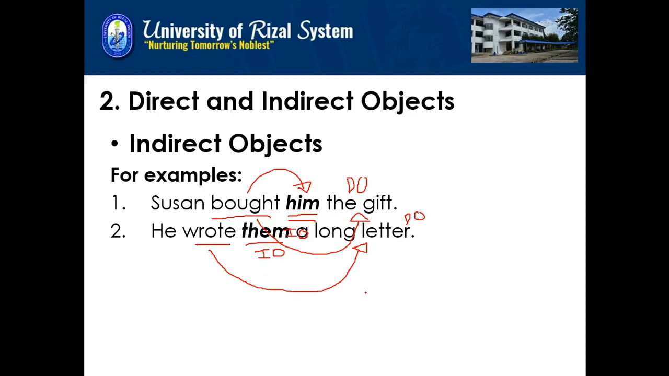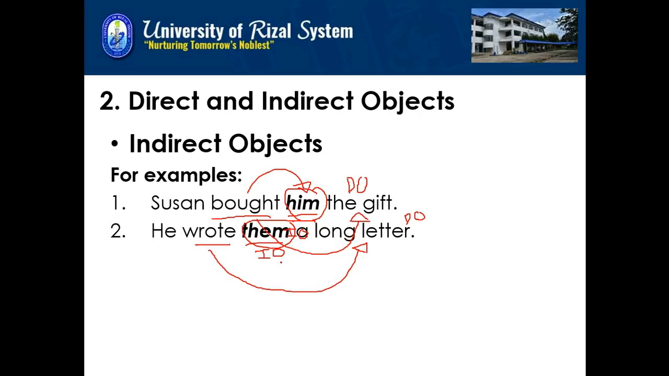Okay? Mapapansin nyo rin na usually ang mga indirect object natin ay naka-objective form of pronoun. Okay? Naka-objective form of pronoun sila. Ano ba yung mga objective form of pronoun? Halimbawa, kung ang subjective ay he, the objective is him. Kapag she, her. Kapag they, them. Ang objective form ng he ay him. Ang subjective form ng they ay they at ang objective form niya ay them.